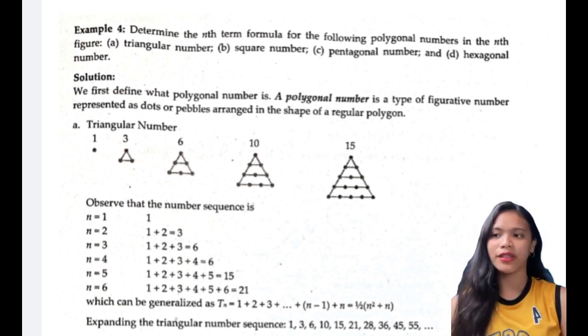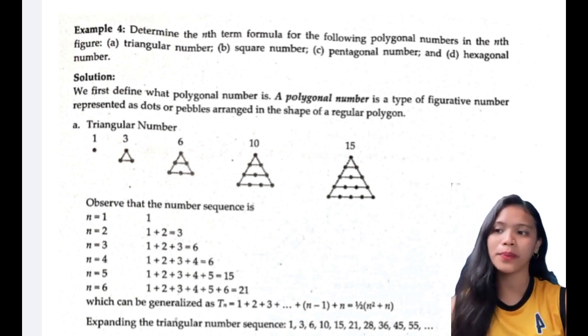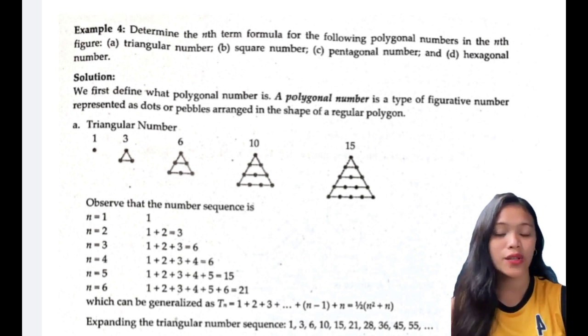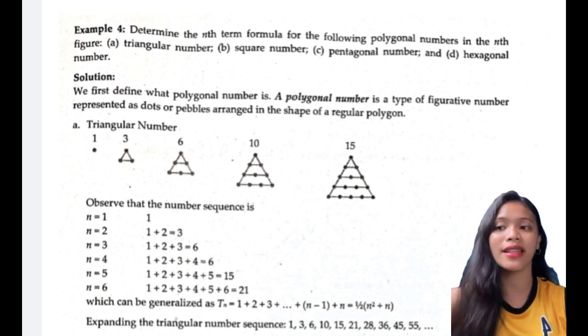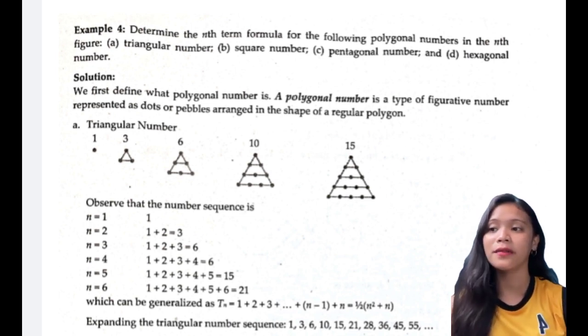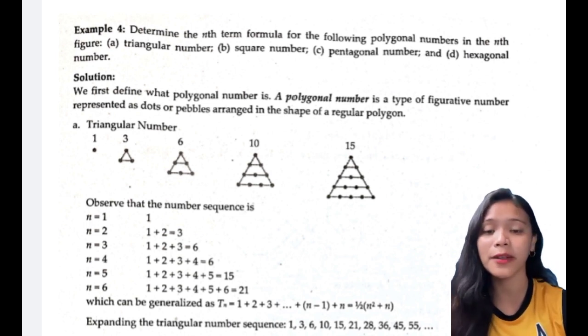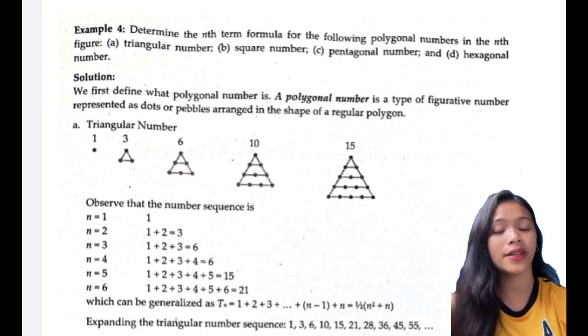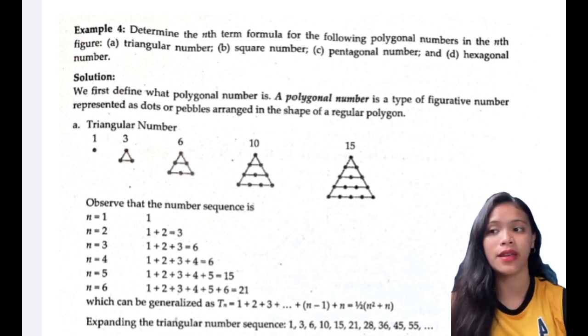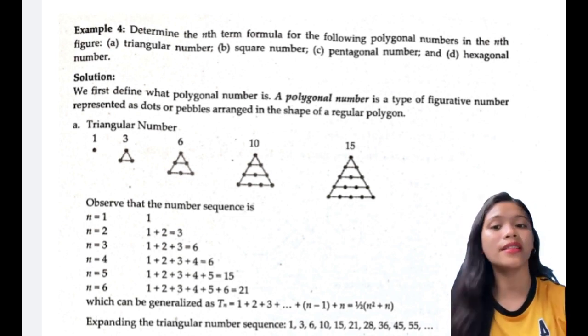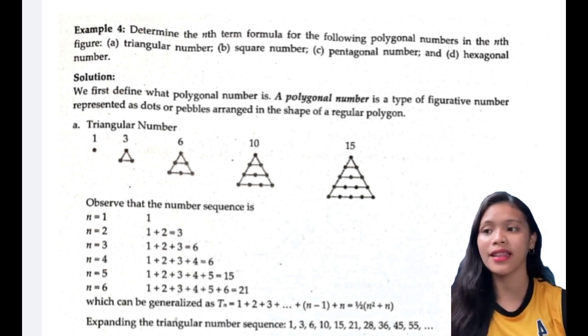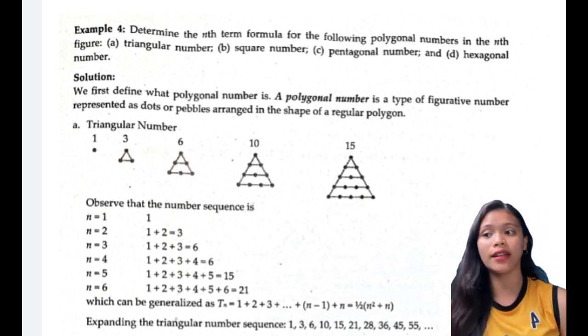So, solution. We first define what a polygonal number is. A polygonal number is a type of figurate number represented as dots or pebbles arranged in the shape of regular polygons. So, A, triangular number. There are pictures presented on the screen, and that is one example of a triangular number.